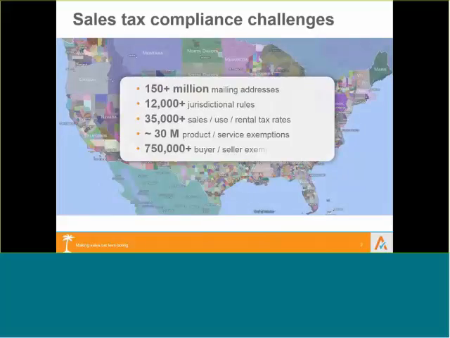So why is sales tax so complicated? There's a vast number of criteria to manage sales tax correctly across the U.S. As you can see, there are over 150 million mailing addresses, over 12,000 jurisdictional rates, 35,000 sales, use and rental tax rates. There are over 30 million product service exemptions and over 750,000 buyer-seller exemptions, all of which generally requires a ton of research to manage.